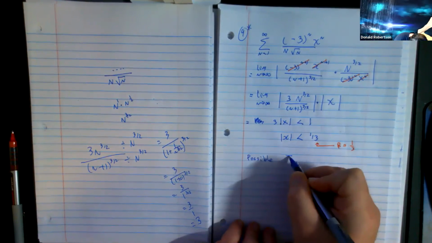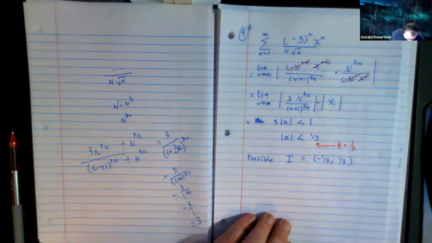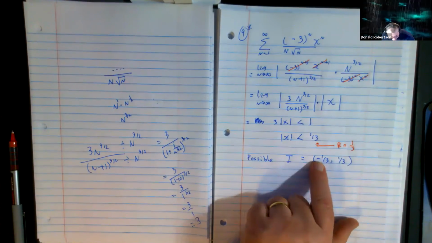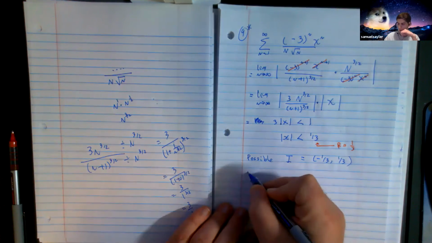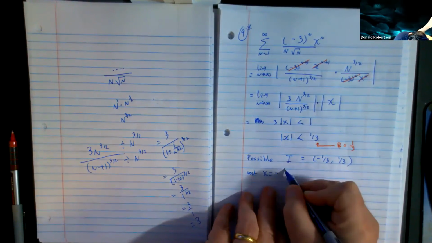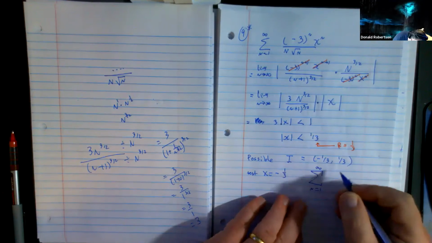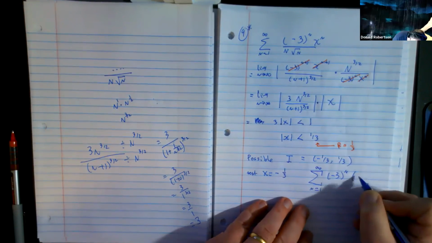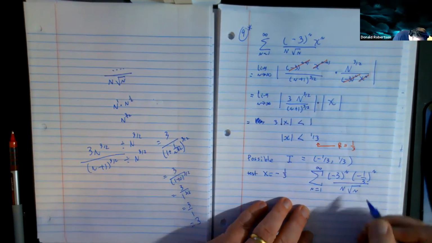Right, let's look at the possible interval of convergence. Okay, I don't have time to test both of these, but I do want to test one of them. So who do you want? Do you want me to test it with -1/3 or with +1/3? -1/3. Okay, so we're going to test what happens to this series when x is replaced by -1/3. Well, the series becomes the sum from n equals 1 to infinity of -3 to the n, -1/3 to the n over n square root of n.